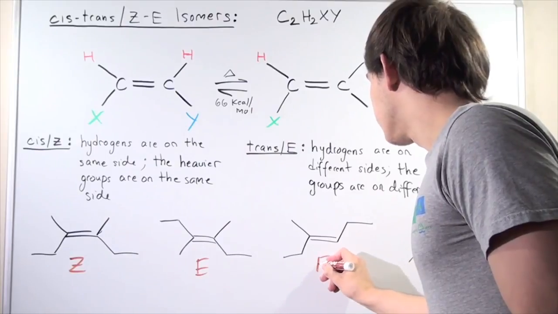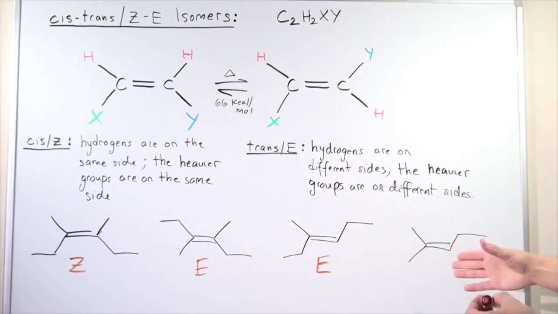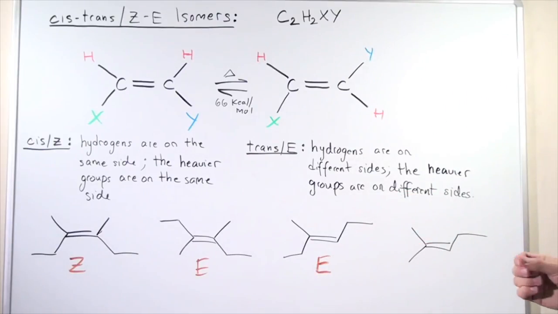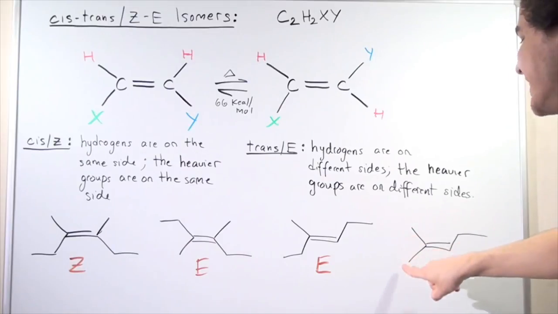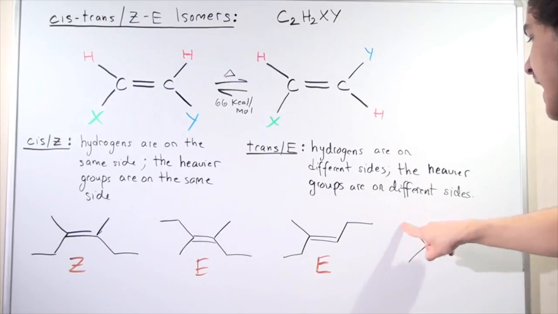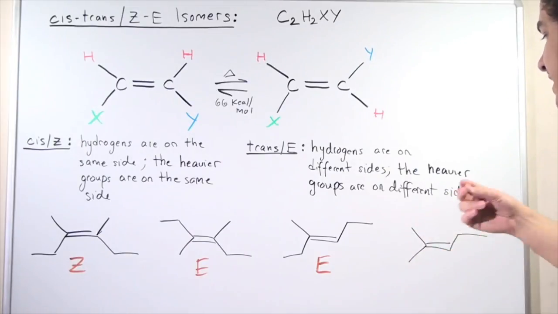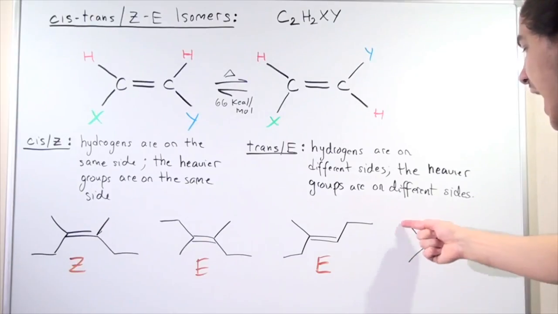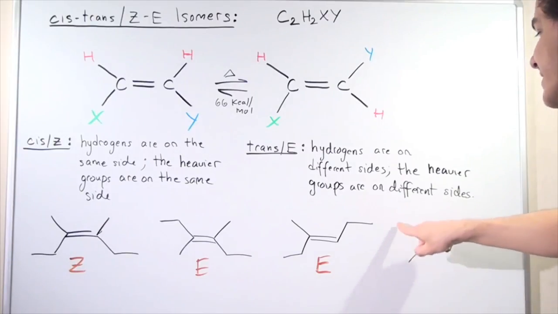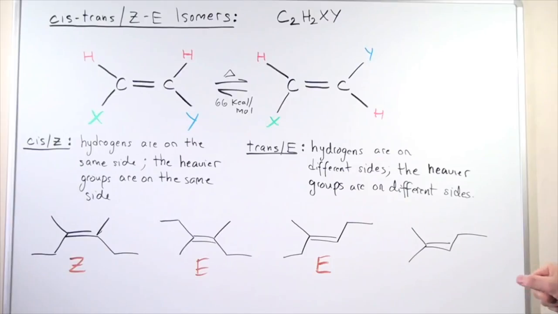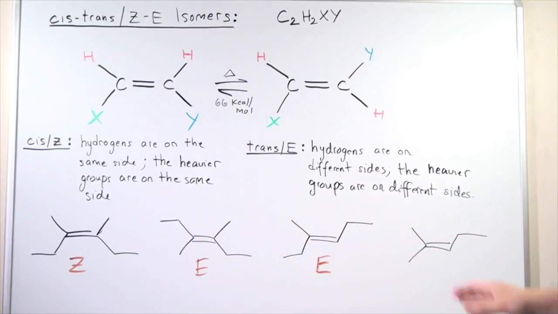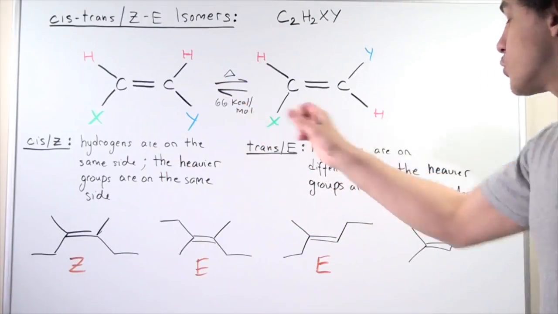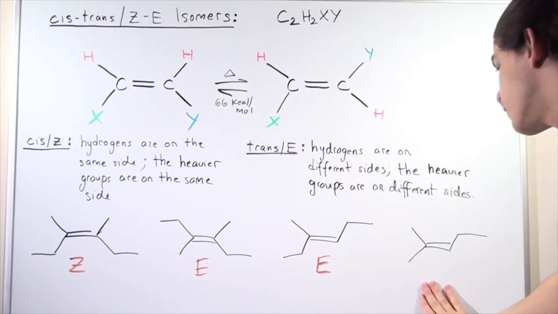Well, what about this last one? Here we have two methyl groups attached to the same carbon. So these two groups are identical, and that means there's no way to distinguish between these two because they have the same exact weight. That means there are no isomers of this compound. E or Z, or cis or trans, do not exist for this one.